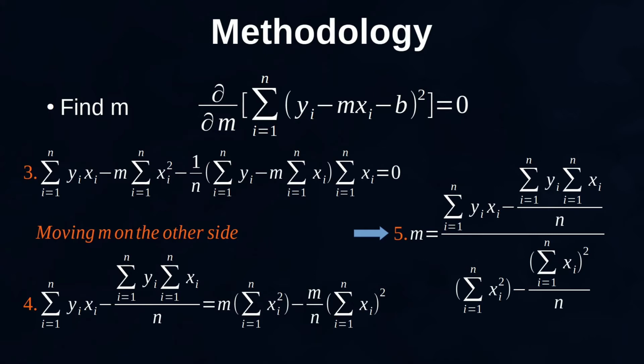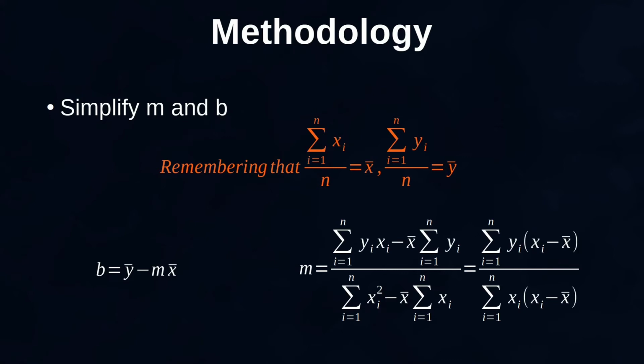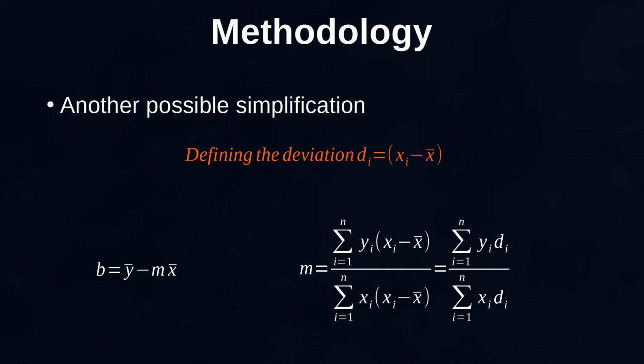This is what we are looking for, given that only by knowing the data points we can find the optimal m value. The formulas are a bit long, but we can simplify them. In particular, we can substitute the mean values of x and y respectively with x bar and y bar, and this simplifies the two equations for b and m. Also, another possible simplification is to create a deviation variable d, which is defined as the difference between a value x and its mean. In this way, the formula for m is more compact and readable.